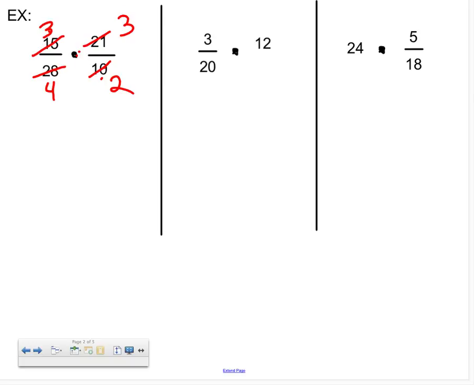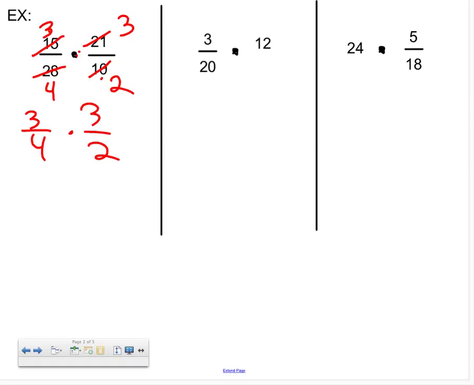Now, once we're at this point, I check my numbers again. 3 and 2, nah, those don't cancel. 3 and 4, nah, those don't cancel. The 4 and the 2 could cancel, but they're both on bottom, so that second rule isn't met. 3 and 3 as well, but again, they're both on top, so that second rule isn't met. So this is about as far as I can go with canceling. So my two new fractions are this: 3/4 times 3/2.